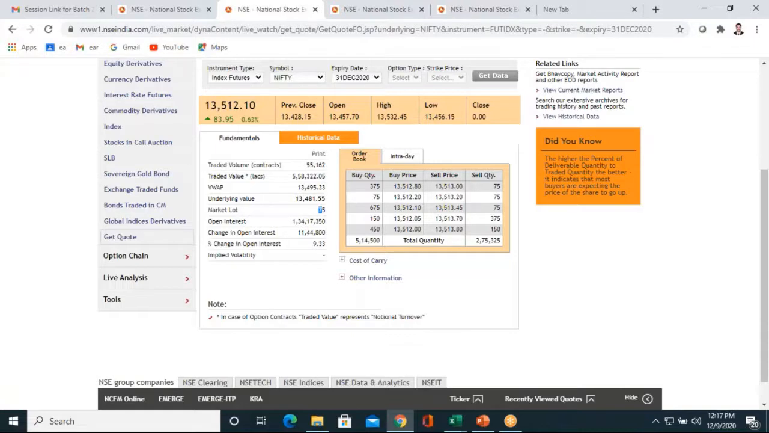13,512 into 75 each contract. I need to do 21 contracts. You meant to say it is 2 crores 12 lakh 18,000, sorry, 2 crores 12 lakh 81,400 rupees value of future contract you need to hedge. 15% of that will come to 31,92,210 rupees.